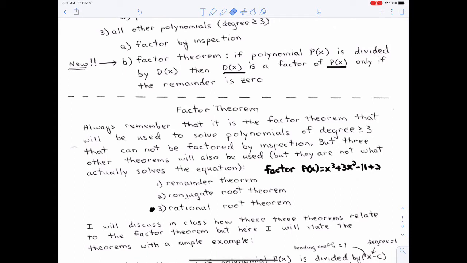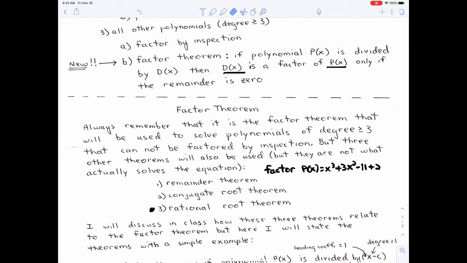And I'm just going to say factor it. Okay? I'm not going to give you one of the zeros. Up until now, I've been giving you a 0, at least one of them. Okay? So what do you do? Well, you try and factor by inspection. But this doesn't factor by inspection.